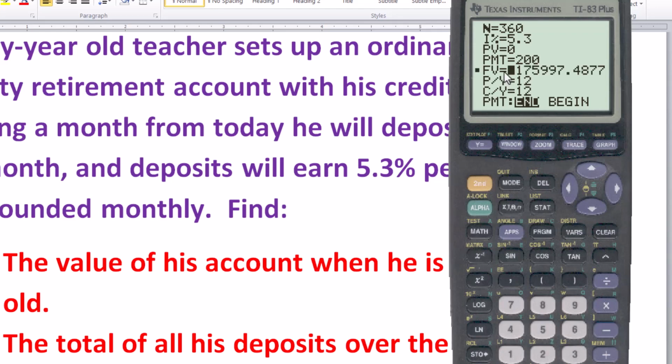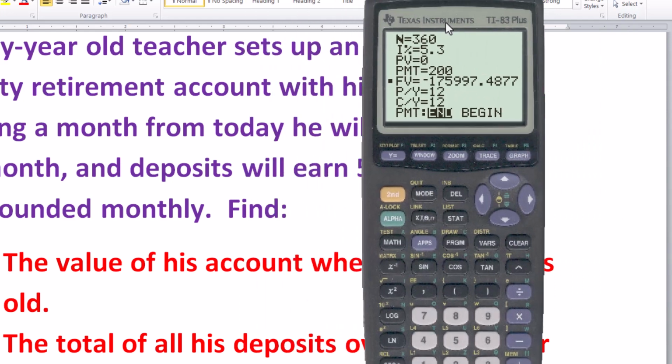And the negative, of course, means it's going out. Just ignore the negative, and the value we get is 175,997.49. So that's how much he'll have in the account when he is 70 years old.